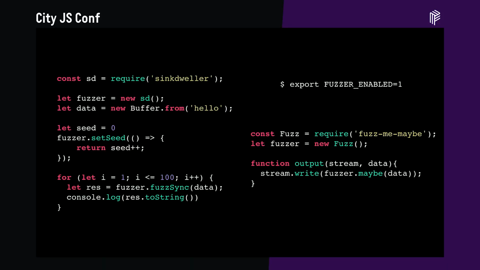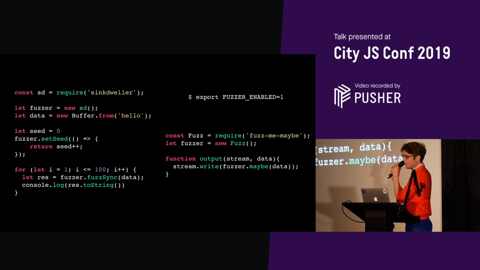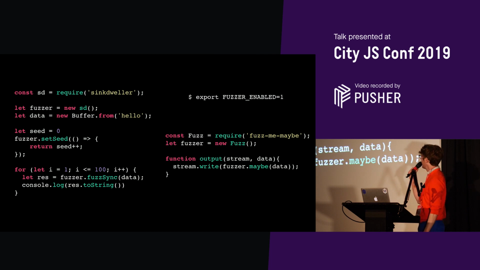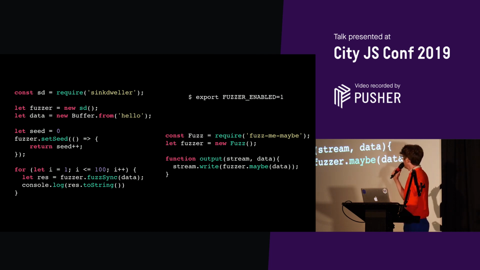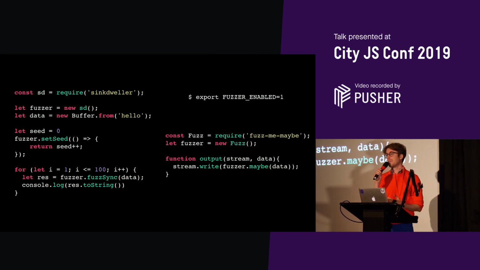Well, of course we can. We've got sync dweller, which is just a very simple wrapper for Radamsa. As you can see, it works very similarly to Zuff. We set a seed, we pass it some data, we're passing in a buffer of hello, and we just fuzz that 100 times. The author of sync dweller also has made this nice fuzz me maybe module, which allows you to control where you want the fuzzing injected in your application. So you can wrap anything in this fuzzer and then control whether or not you want the fuzzing to actually happen using an environment variable.